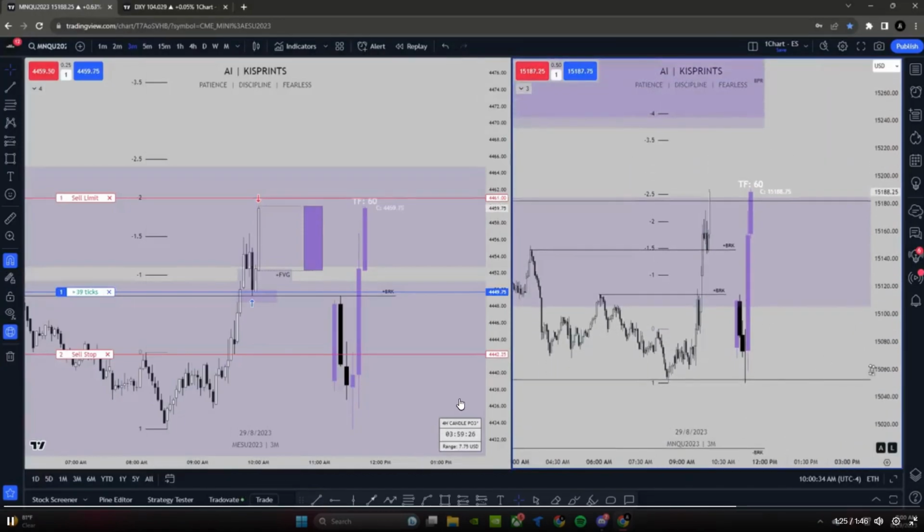And the second partial. Really quickly, guys, I paused it right here, but notice how I'm watching NQ. When we tap into this breaker here, ES at the same time tapped into that breaker there. So I'm always watching NQ to see if it's respecting it and heading higher.